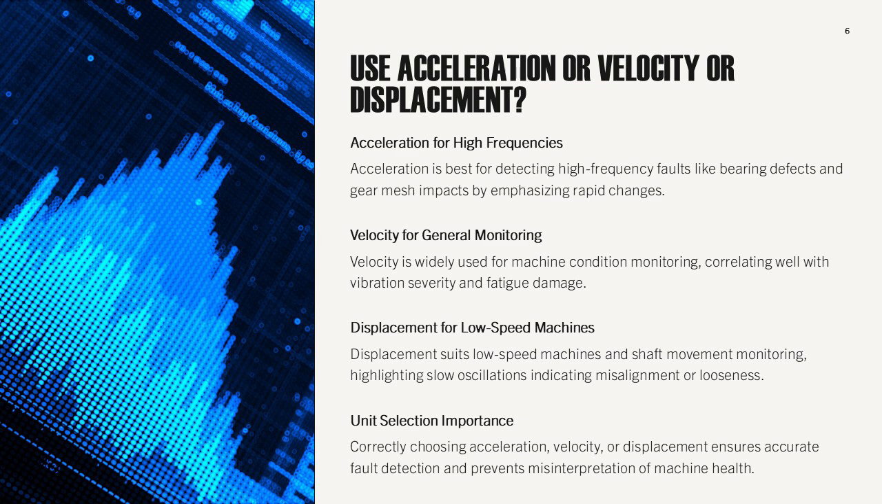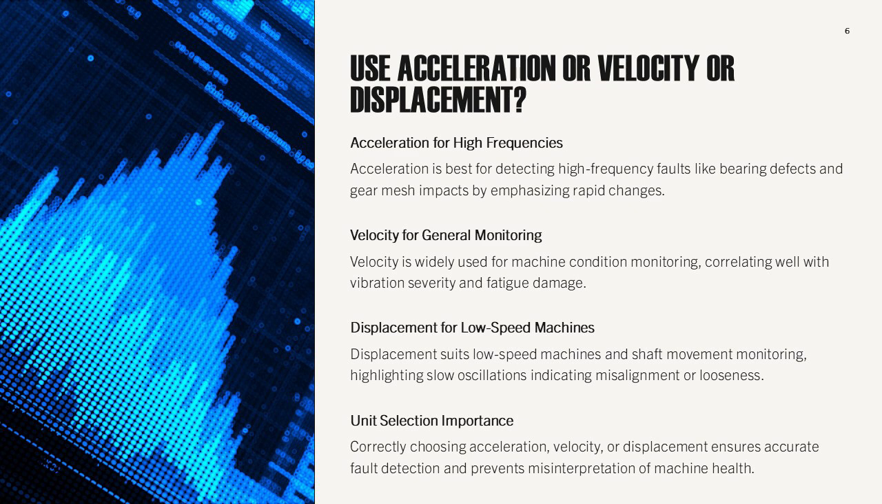Acceleration is ideal for detecting high-frequency events such as bearing defects or gear mesh impacts because it emphasizes rapid changes in motion. Velocity is the most commonly used unit for general machine condition monitoring, as it correlates well with vibration severity and fatigue damage across a broad frequency range, 2 to 2000 Hz.